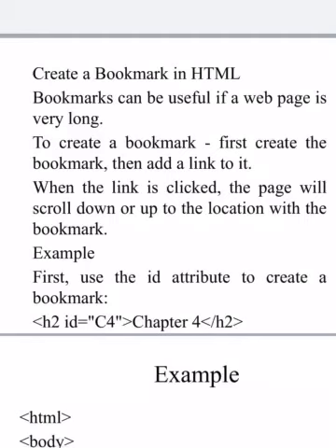Here, simply what we can say is what a bookmark actually is. Suppose the web page contains multiple pages, and you want to go to a particular line or a particular location in that page. That is possible by creating a hyperlink and then giving an ID to that. So ID is the attribute that is used to create a bookmark, and we can use any tag for that. Either we can use heading tags or a paragraph tag.